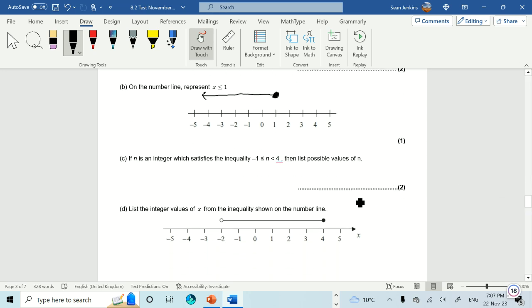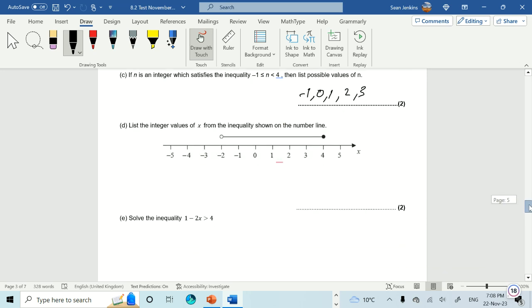Part C, if n is an integer which satisfies the inequality minus 1 is less than or equal to n, which is less than 4, then list possible values for n. Well, again, if we change that sign around, that will tell me that n must be bigger than or equal to minus 1. Bigger than or equal to minus 1 means it includes the number minus 1, and bigger than minus 1 is 0, 1, 2, 3, but not 4, because it says less than 4. So these are the numbers that satisfy that particular inequality.